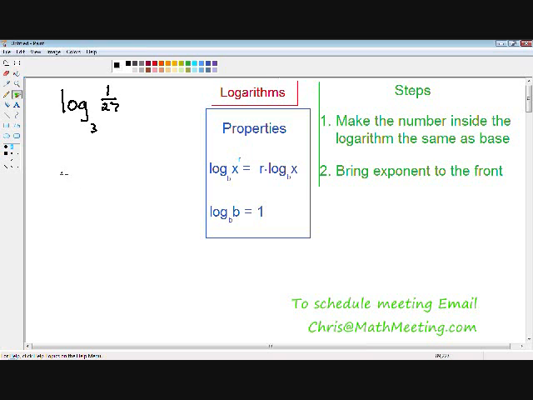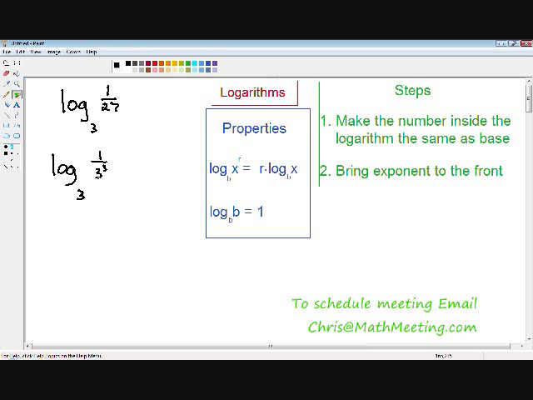Step number 1, make the number inside the logarithm the same as the base. So we have a base of 3. Now I want to make the number inside the logarithm the same as 3. So instead of writing 1 over 27, I'm going to write 1 over 3 raised to the 3rd power. Now you notice that we have a 3 in the base, and now we have a 3 inside the logarithm.